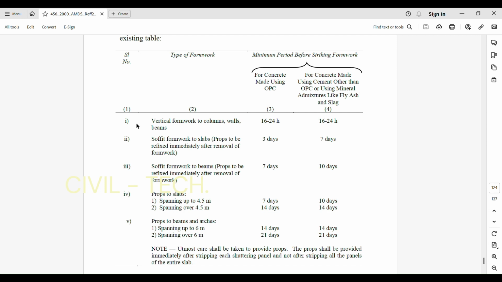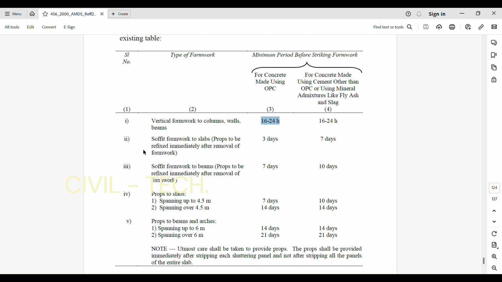In that, the number 1 is vertical members formwork system like columns, pedestals, walls like shear wall, lift wall and the beams in which the sideboard of the column or walls should be removed after 16 hours from the concrete. The minimum period before striking formwork, 16 hours, is the same for OPC as well as mineral admixture concretes.